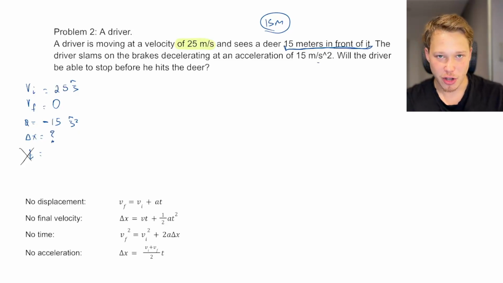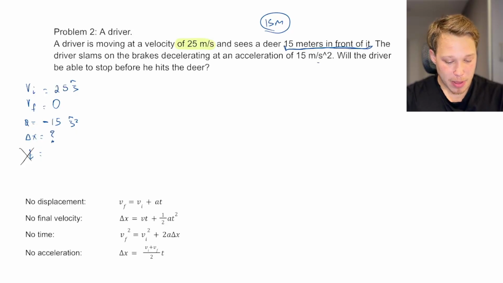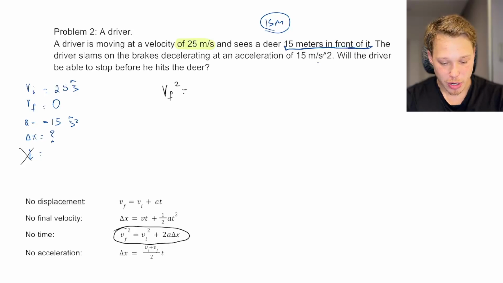You can stop the video, plug in all the right numbers, solve it, and then scroll forward to see if you get the same number. Or of course, feel free to watch this. And as we pick the equation without time, since that's the variable we don't care about: final velocity squared is equal to initial velocity squared plus 2 a delta x.